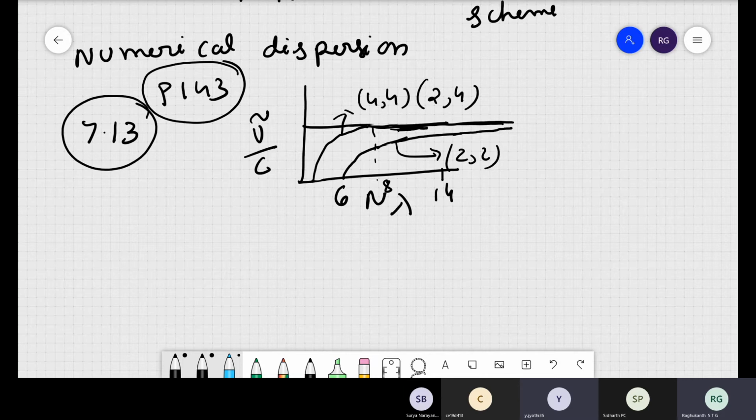So you can plot and check with these numbers, and I think he has taken P as 0.2 and the stability. You can see these graphs, and you also plot these graphs to understand this numerical dispersion.